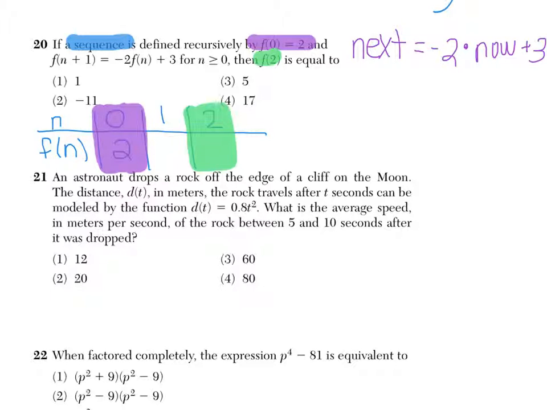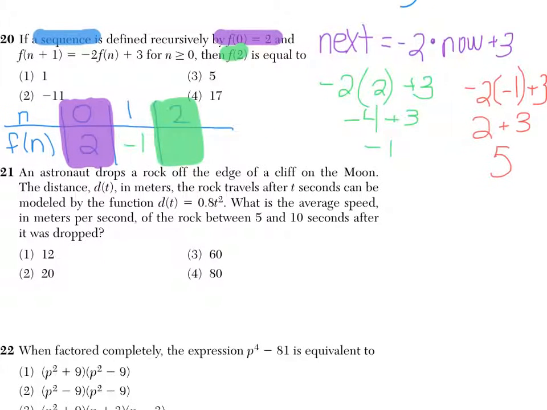So negative 2 times the now, which is 2 currently, right here, plus 3, which is negative 4 plus 3, giving us negative 1. Now we're going to use the negative 1 as the now. And after substituting, we end up getting 2 plus 3, which is 5. Answer choice 3.